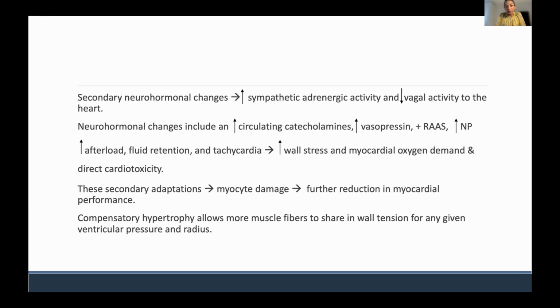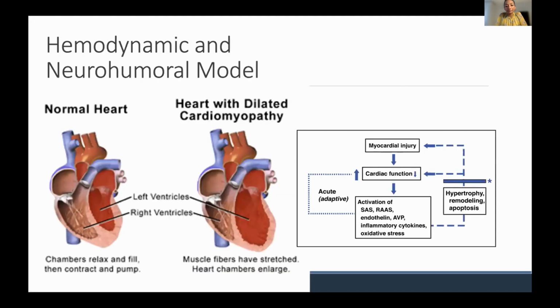Compensatory hypertrophy, initially, is supposed to be positive. It allows for more muscle fibers to share in wall tension for any given ventricular pressure and radius. But over time, this starts to have a negative or maladaptive effect.